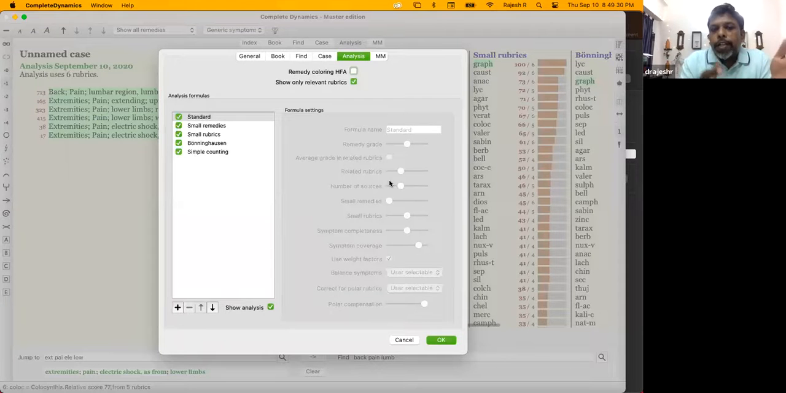So electric shock like pain is in the same remedy everywhere. These are all interlinked within the repertory program, which doesn't happen with the traditional repertories like Kent or others. So with that capability, these related rubrics can be given greater or lesser importance. And then the importance of the number of sources.